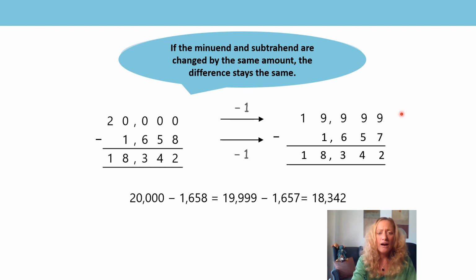Brilliant. So what else do you notice? The difference is the same. Fantastic. And we can say, can't we, that 20,000 subtract 1,658 is equivalent to, it's the same calculation as 19,999 subtract 1,657, and that the difference will stay the same. So if the minuend and subtrahend are changed by the same amount, the difference stays the same. Really well done.